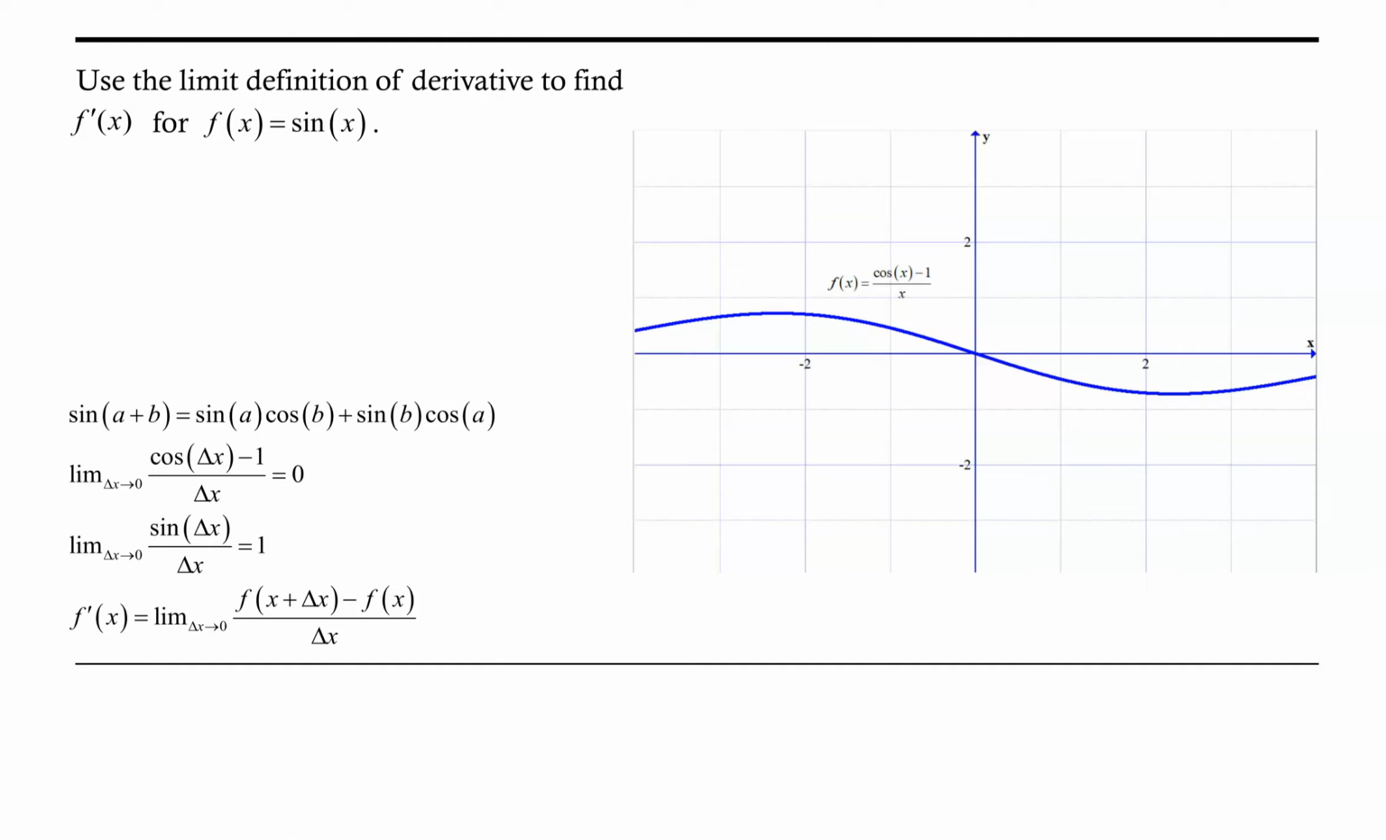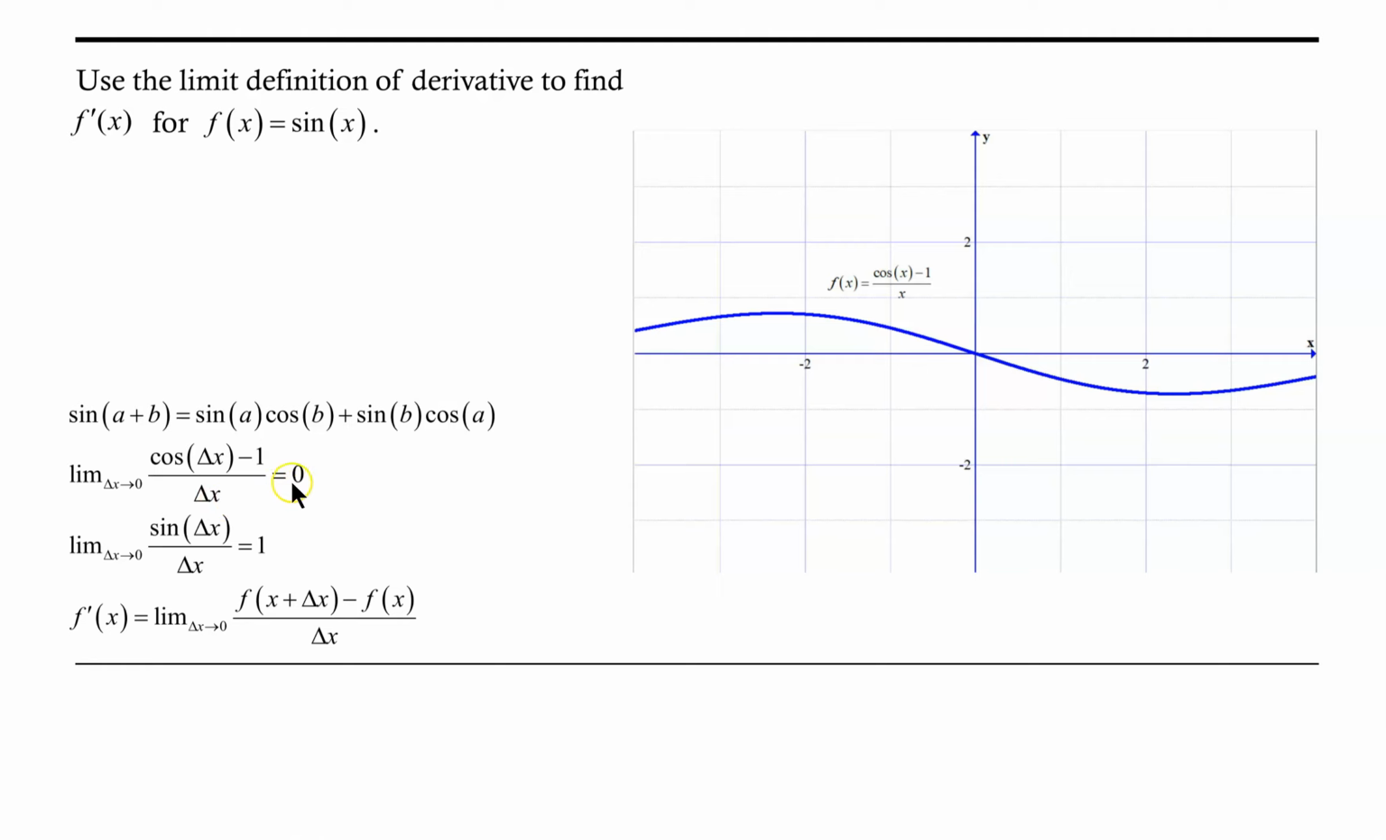Let's take a look at using the limit definition of derivative to find the derivative of sine of x. As we go through this process, there are some things that we will need to use while we apply the limit definition. First of all, we need the sine identity for sine of a plus b, and that is sine of a cosine of b plus sine of b cosine of a.